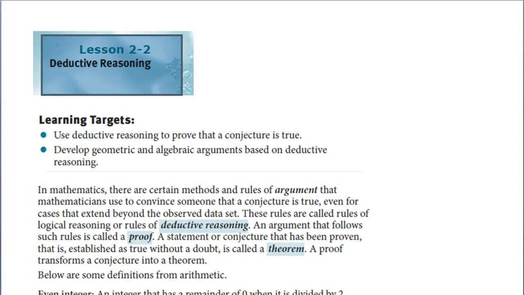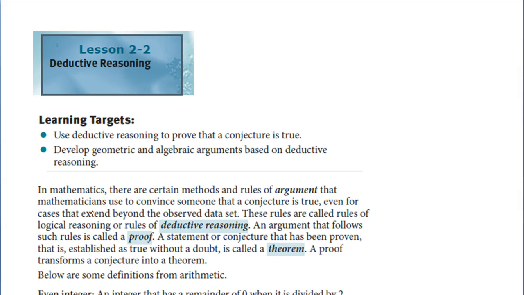This video is for Lesson 2-2, Deductive Reasoning. The learning goals are to use deductive reasoning to prove that a conjecture is true, and to develop geometric or algebraic arguments based on deductive reasoning. In math, there are certain methods and rules of argument that mathematicians use to convince someone that a conjecture is true, even for cases that extend beyond the observed data set.